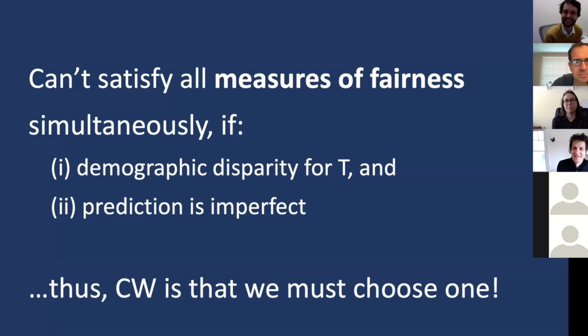So the basic idea is that you can't satisfy all these measures of fairness simultaneously. That's been the big result in the literature. In particular, you can't satisfy them if there's a demographic disparity in the distribution of the target variable, the ground truth, and if the prediction is imperfect. Both of those are true in lots of circumstances, right? So these famous impossibility results say we've got to choose one of these, right? The conventional wisdom is we have to choose at least one of these. And the real game is thinking about the normative implications of each of them, as Sina and Zach explored.